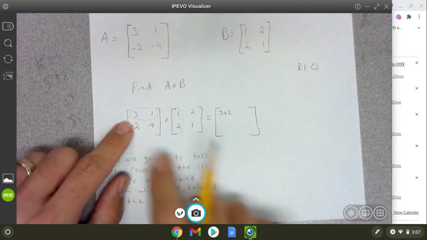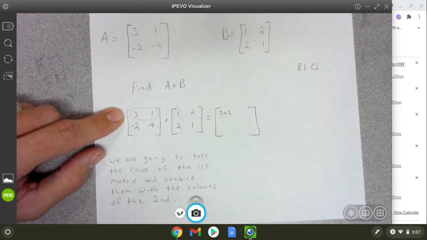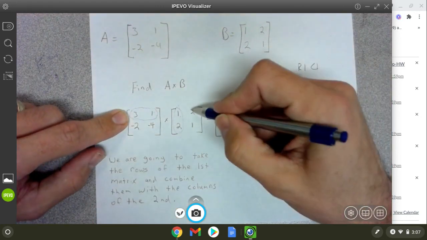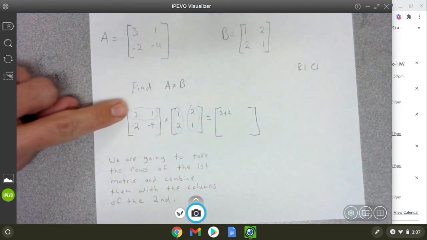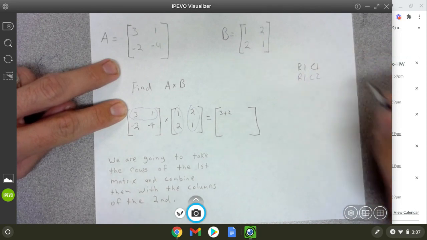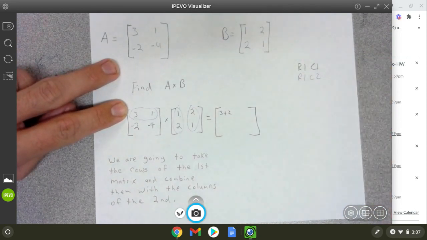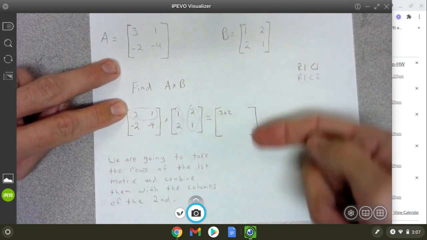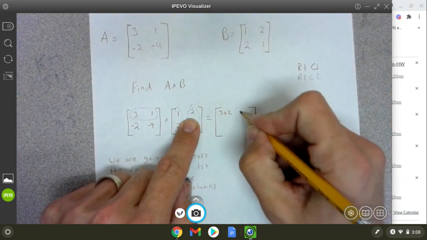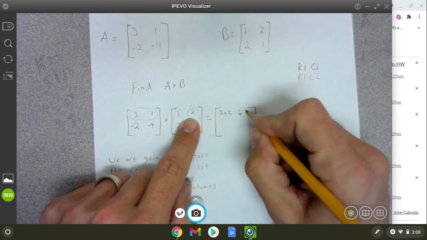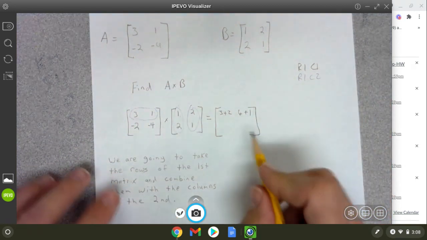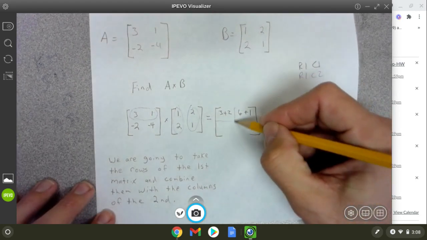All right, let's do the first row and second column this time. So row 1, column 2, which is going to be here. 3 times 2 is going to be 6, plus 1 times 1.